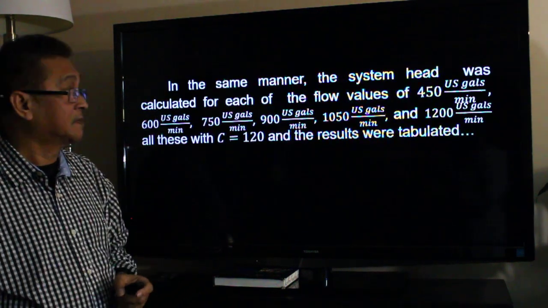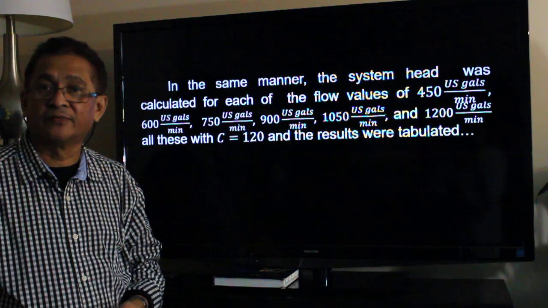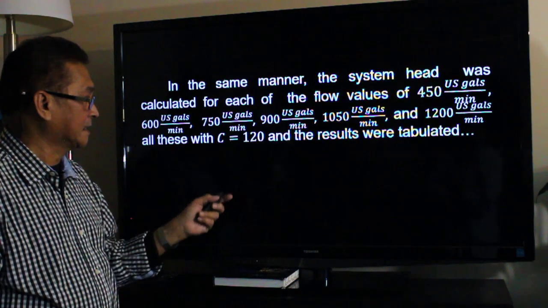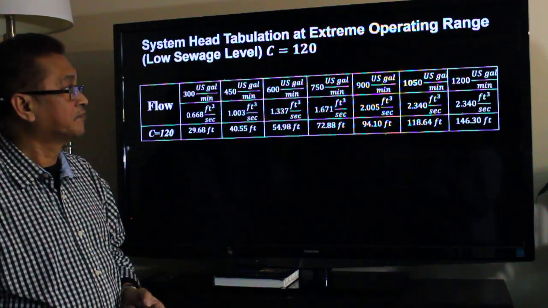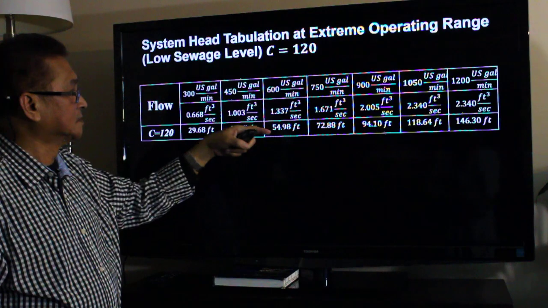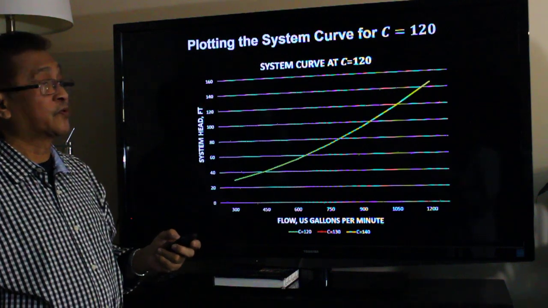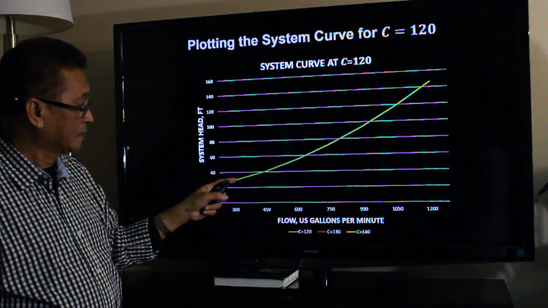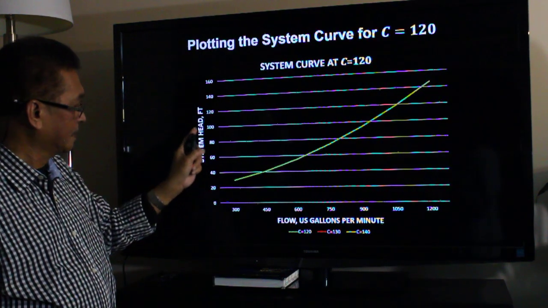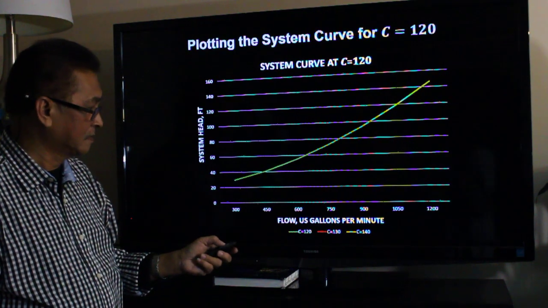In the same manner, the system head was calculated for the rest of the flow values: 450, 600, 750, 900, 1050, and 1200, with C equals 120, and the results were tabulated. So we find here the tabulation, the flow, and the corresponding values of system head for C equals 120. Plotting the system curve for C equals 120, we have the green colored curve here, and the ordinate is system head, and the abscissa is the flow rate in US gallons per minute.